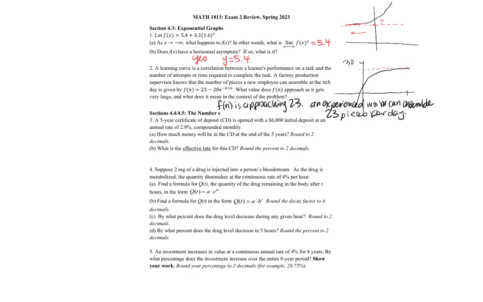A 5-year CD is opened with a $6,000 initial deposit at an annual rate of 2.9% compounded monthly. How much money will be in the CD at the end of 5 years? Okay, so what we have is 6,000, and then we're going to do 1 plus the rate. Now the annual rate is 2.9%, which means the monthly rate is going to be 0.029 divided by 12. And I want to raise that to the number of months. So in 5 years, it's going to be 5 times 12, which is 60 months. So I'm going to plug all of that in my calculator.